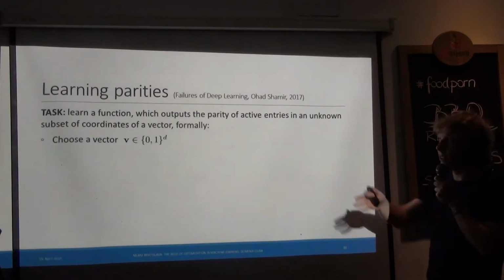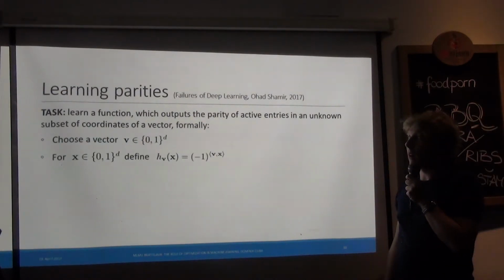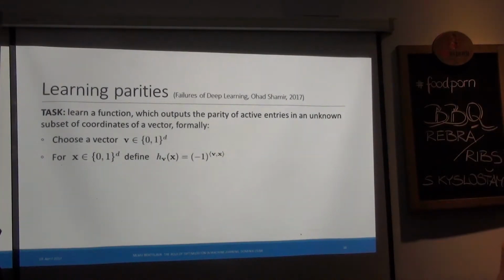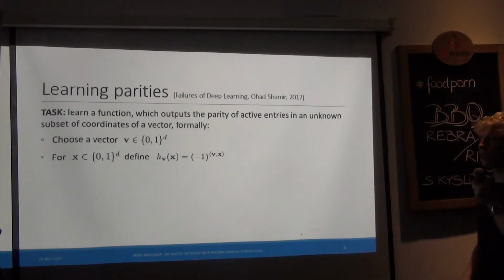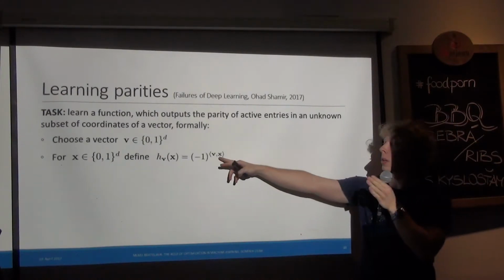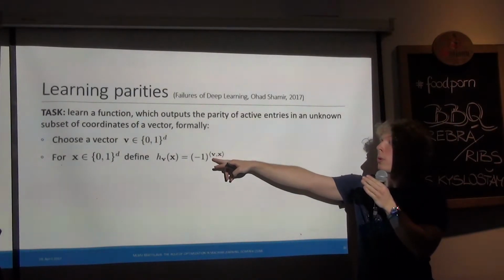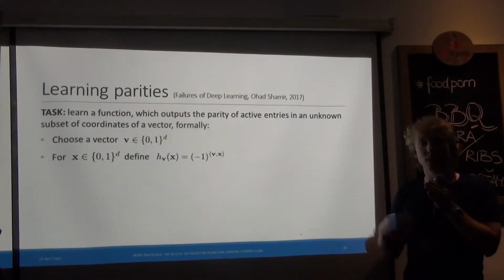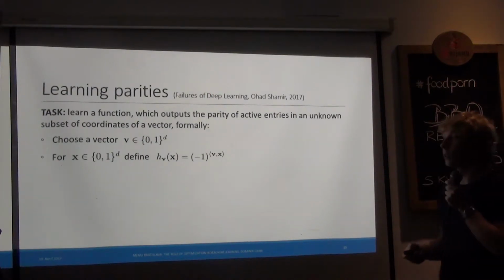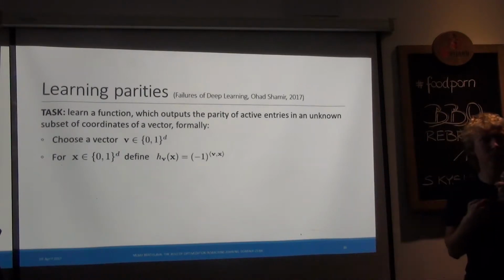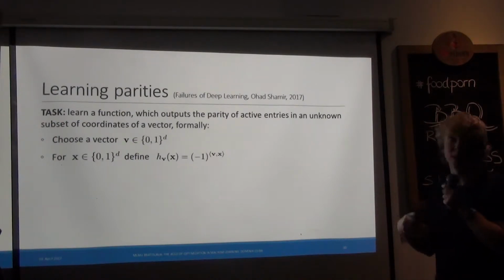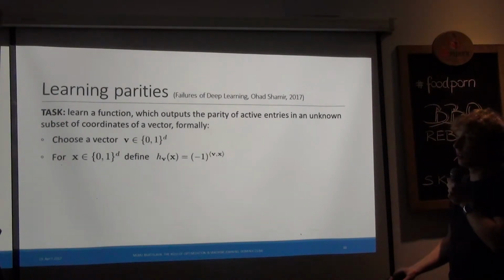So formally, there is some vector v, and our function is (-1) to the power of the inner product of v and x. If you think about it, v acts like a mask, so we look at just some of the entries, and we count the positions where v is 1 and x is 1 at the same time. So the parity of active entries, and then it's going to be either 1 when it's even, or -1 if it's odd. That's it. It's a very simple function. Everybody here should be able to be a good predictor for this function. I hope so.